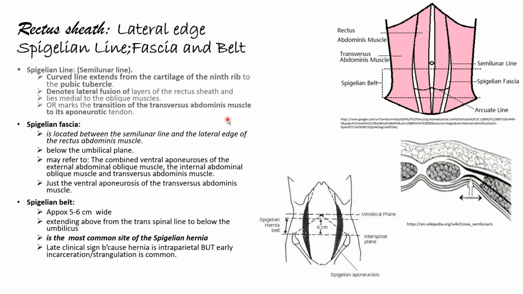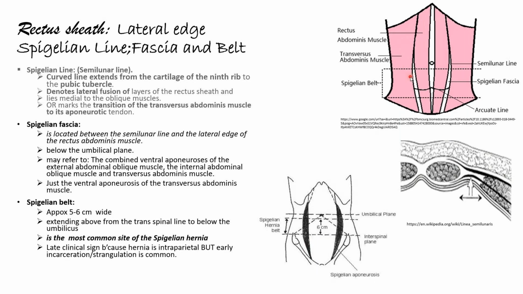The spigelian fascia is a fascia. Look at this fascia. See the white? That's the spigelian fascia for you. Now this is the fascia between the semilunar line and the lateral edge of the rectus muscle. So if you look, see, this is the lateral edge of the muscle and the spigelian line. So there is some gap here. That is the spigelian fascia for you, right? So it is extending between them. So we now know the lateral-medial extension.